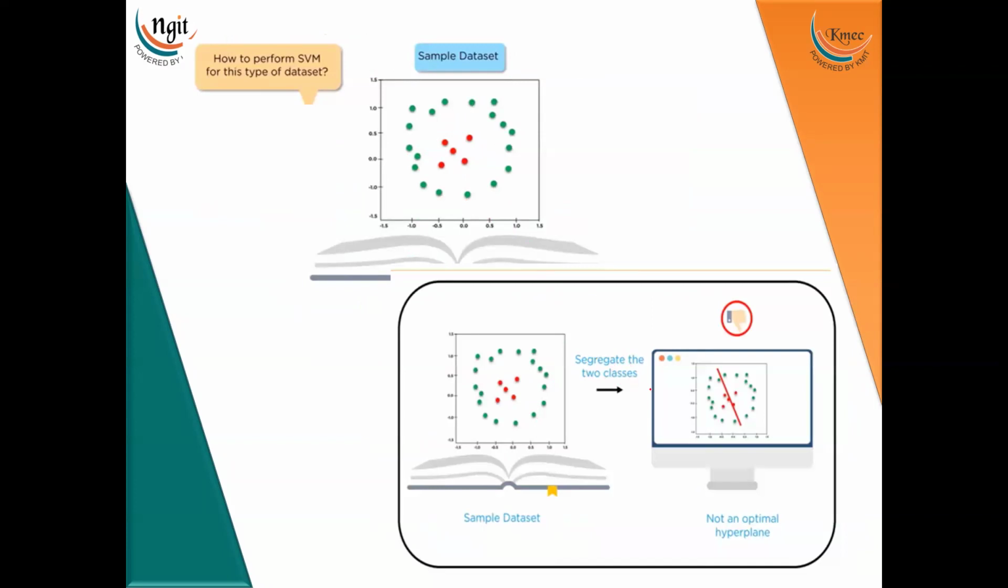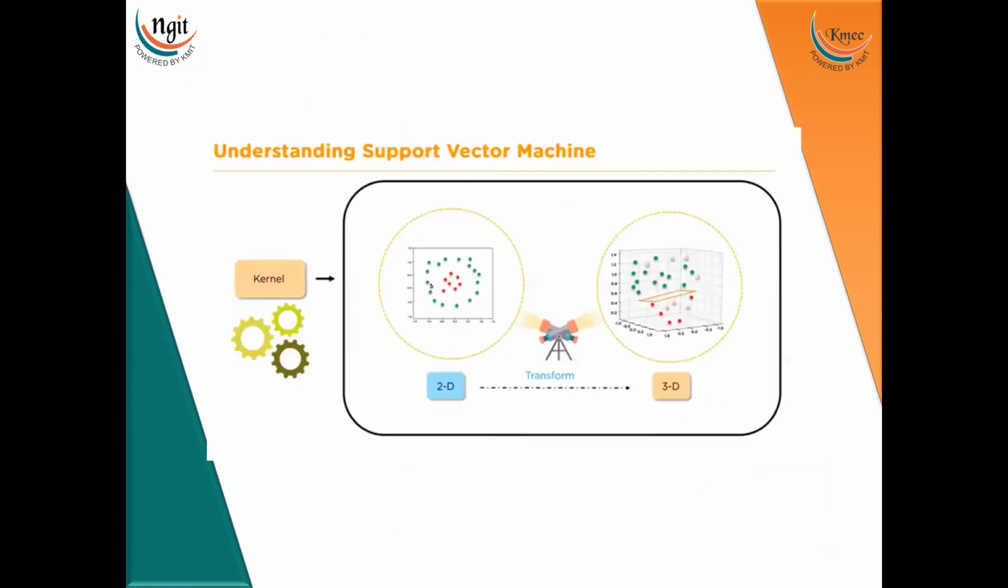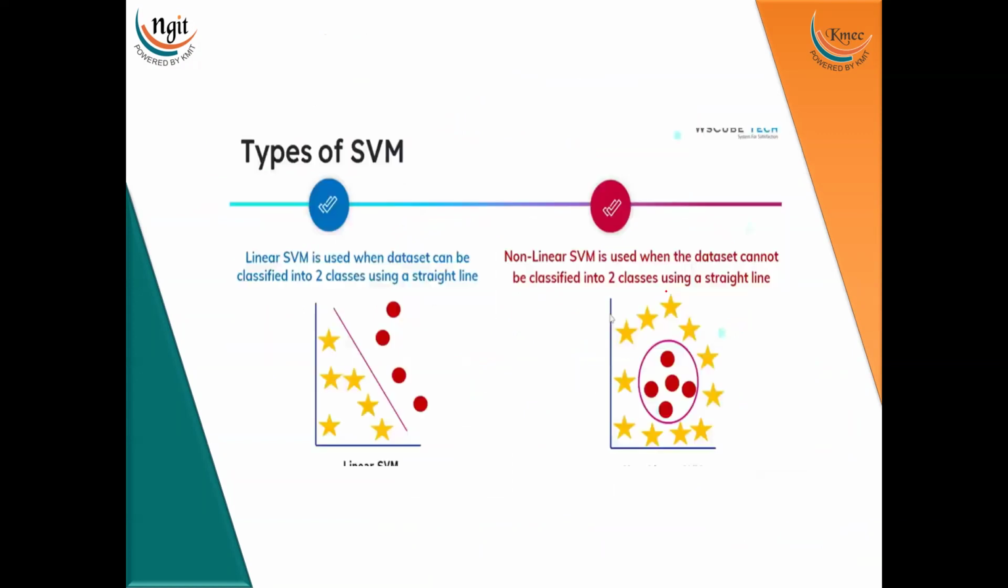First of all, we are going to segregate the two classes. When we segregate and draw a hyperplane, we can see that it is not an optimal hyperplane. Then how does SVM work? Again, we introduce the concept of a kernel, and this two-dimensional data is going to be transformed into three-dimensional data. This is the three-dimensional data where this is called a hyperplane. It divides, or sorts, the data into two different categories.